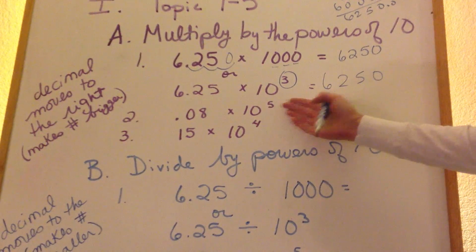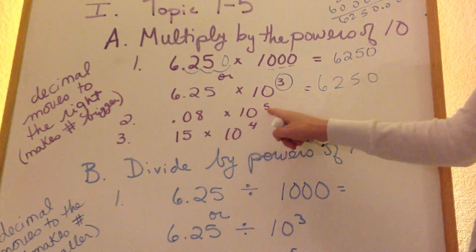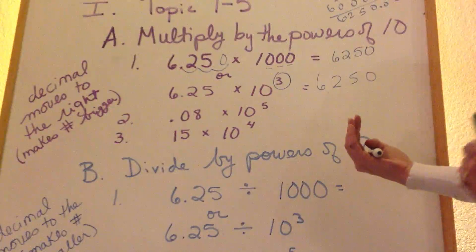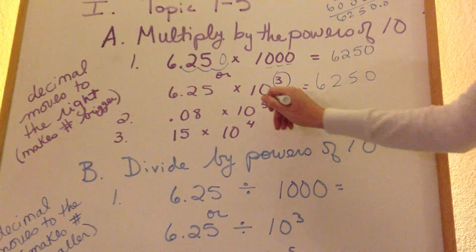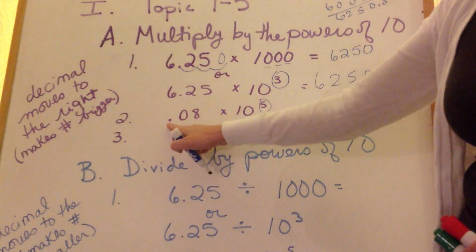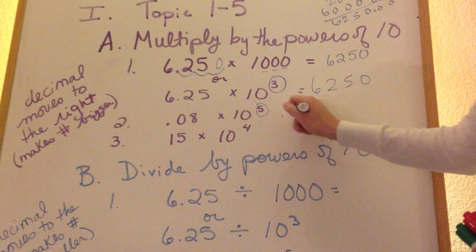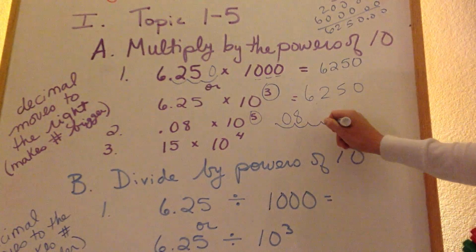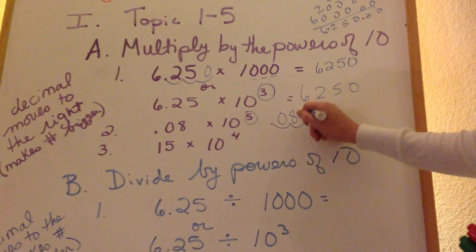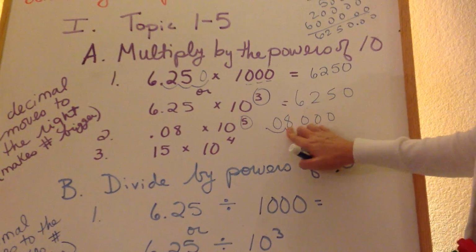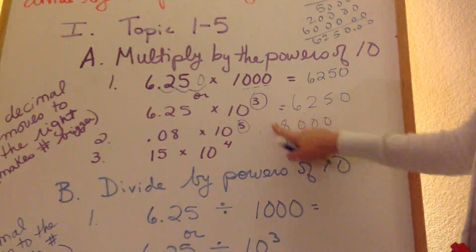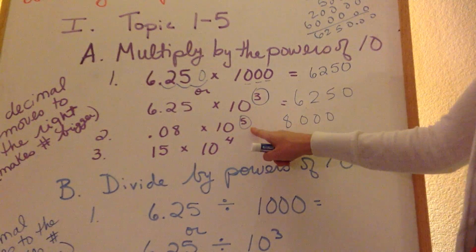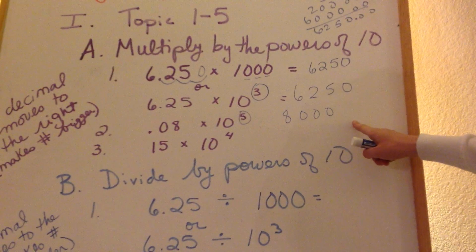So let's try this one. I have 8 hundredths times 10 to the 5th power. I'm multiplying, so I'm going to move to the right. How many places am I going to move to the right? 5 places. So I'm going to start with my decimal and move to the right 5 places. 1, 2, 3, 4, 5. And I fill this in with zeros, and I erase all this, and I no longer need this front 0. So 8 hundredths times 10 to the 5th power is really 8,000.